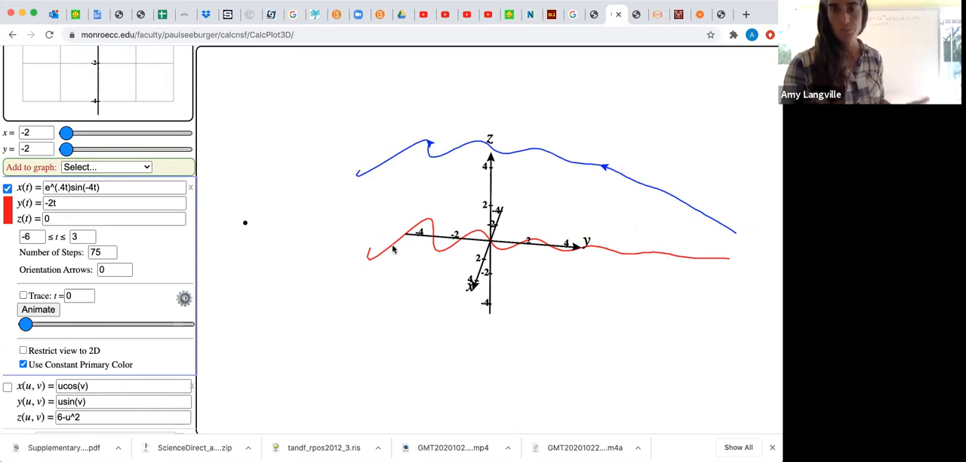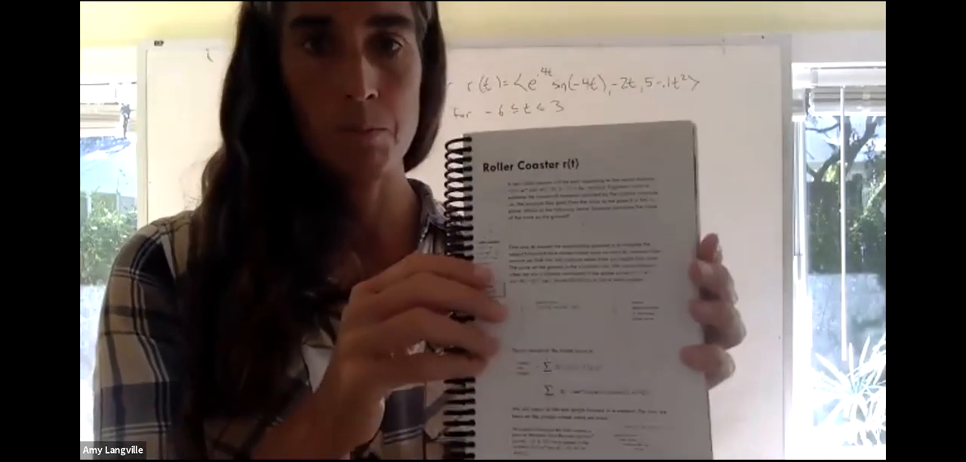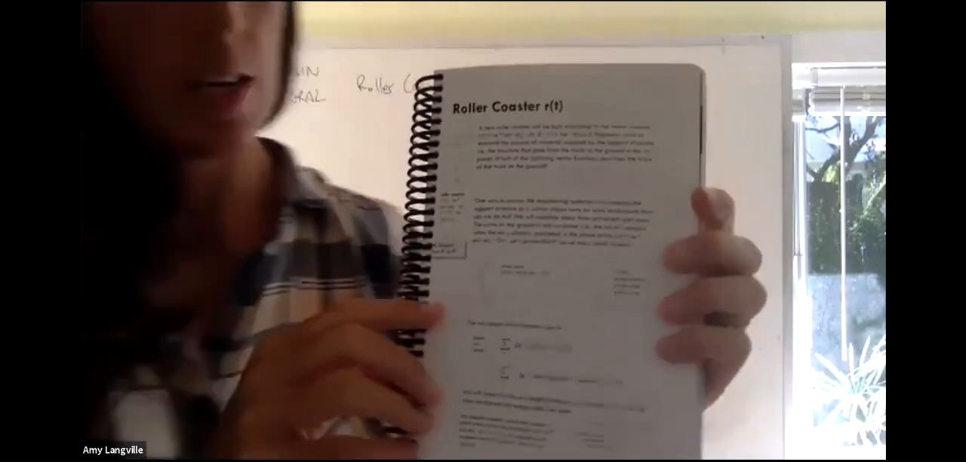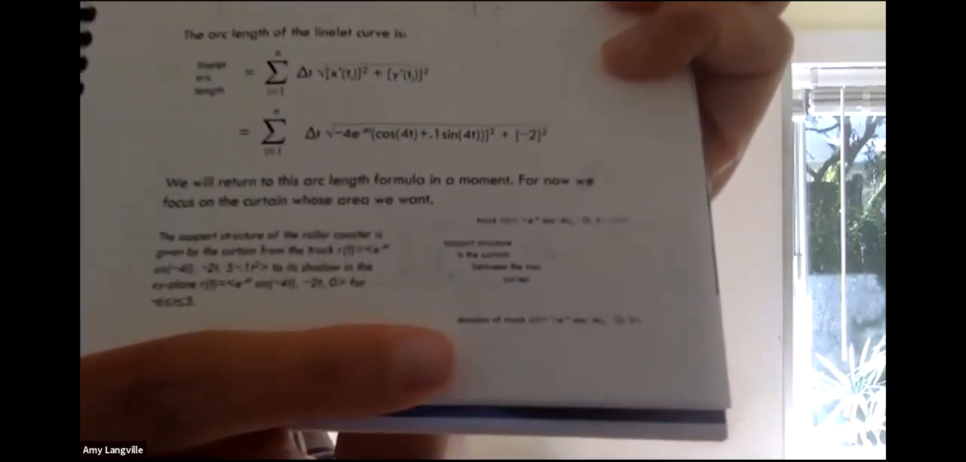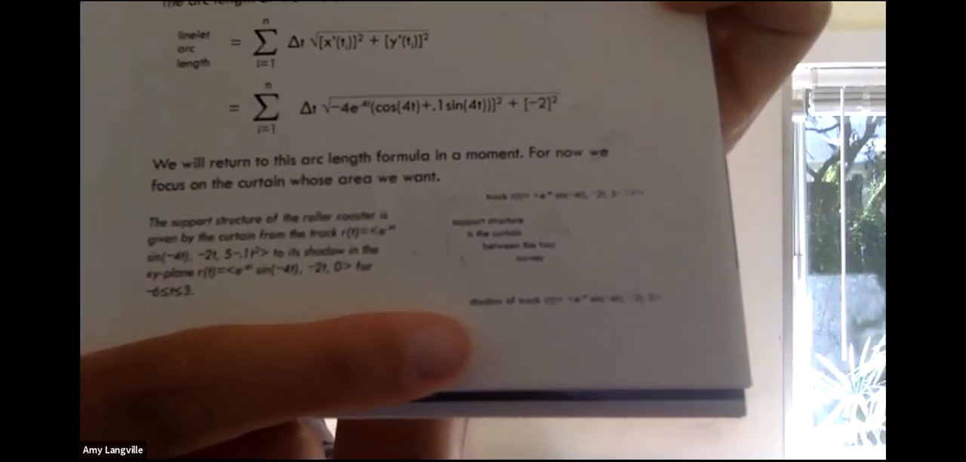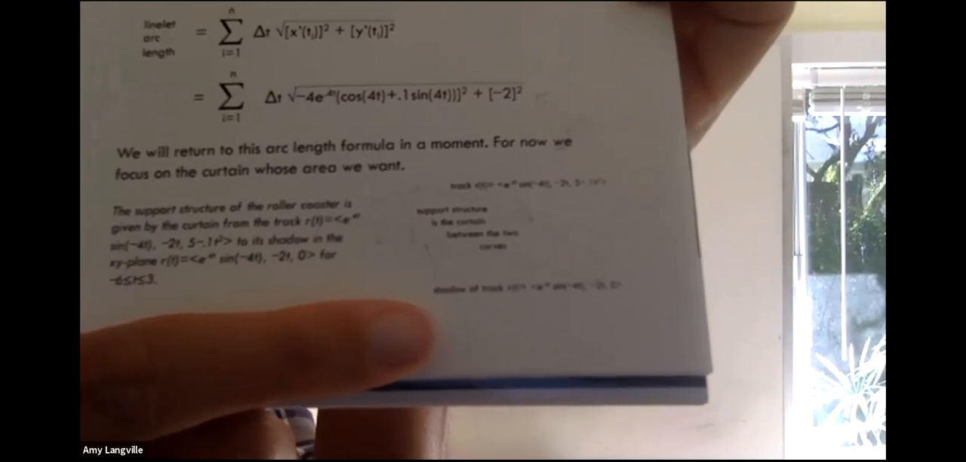So I have two space curves. And really what I want to get is the area between those two. And that actually makes a curtain. And so there are a couple nice pictures in this section of your book. Yes, so the page entitled Roller Coaster. Let me stop the screen share. So roller coaster, and there is our space curve we just did in Calc-Plot3D. And then at the bottom down here is what the roller coaster and its shadow, the track or projection in the XY plane, looks like.